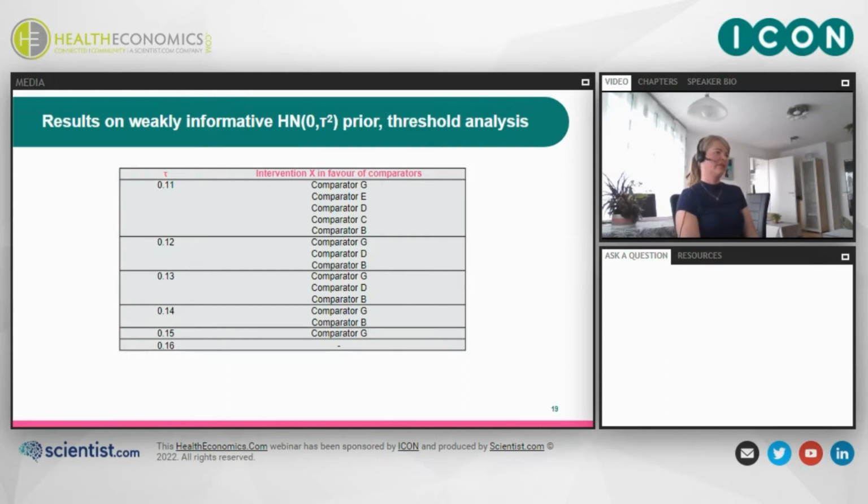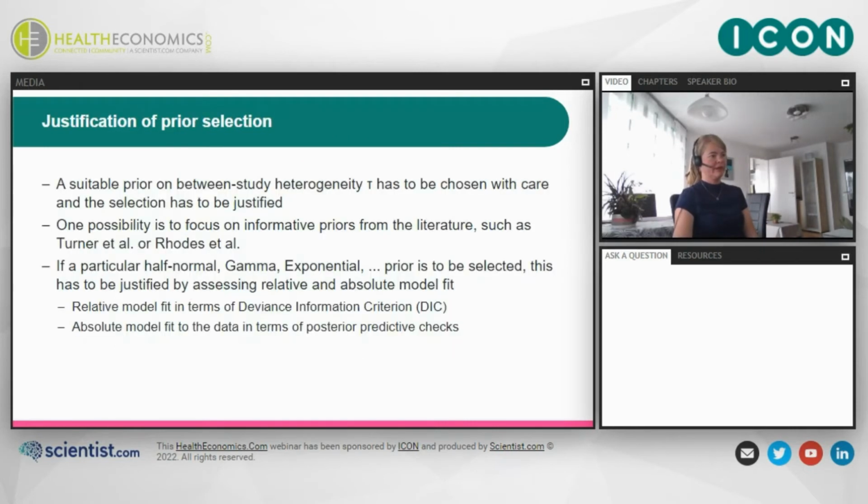Here we have done a threshold analysis just to see how the decisions change if we change the values of tau for the half normal prior. So if we use a very small value of 0.11, we can show that intervention X does better than like 5 comparators, but if we increase it to 0.15, it's only for 1 comparator, and at 0.16, we can already see no difference anymore. So it's extremely sensitive.